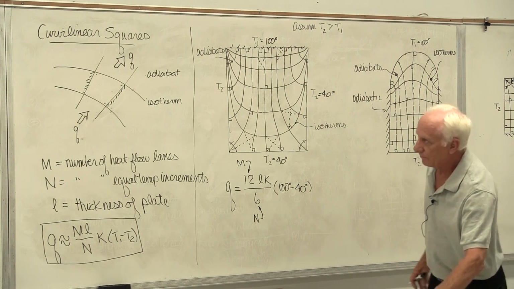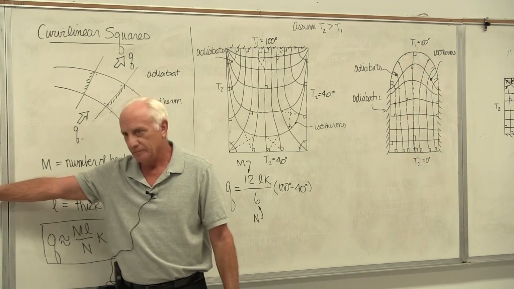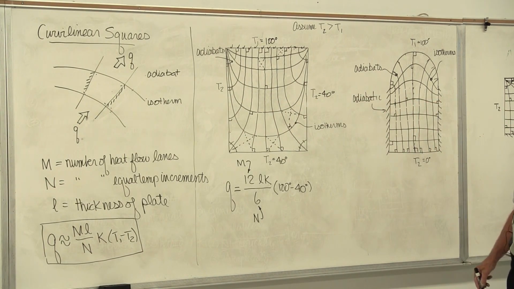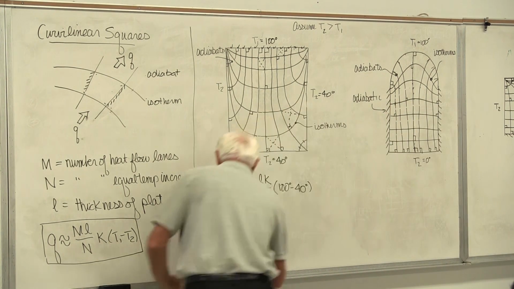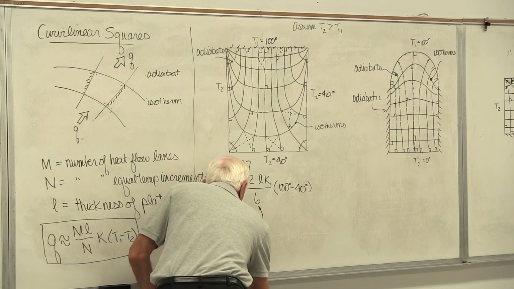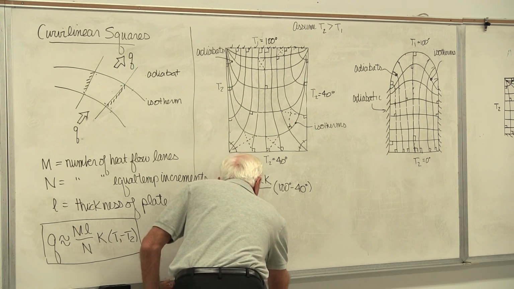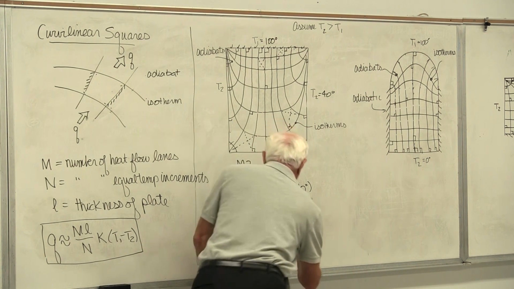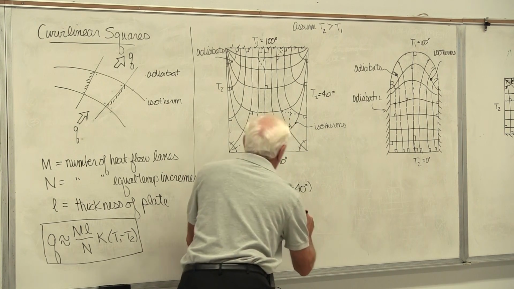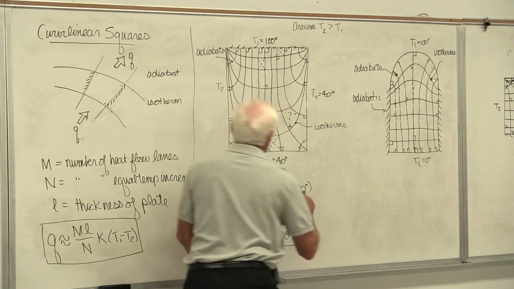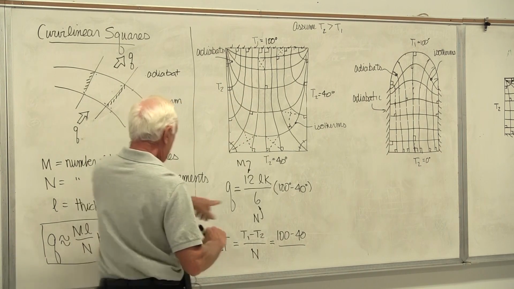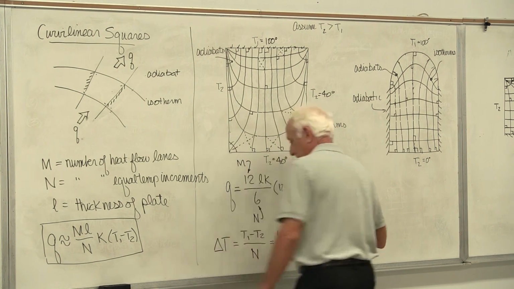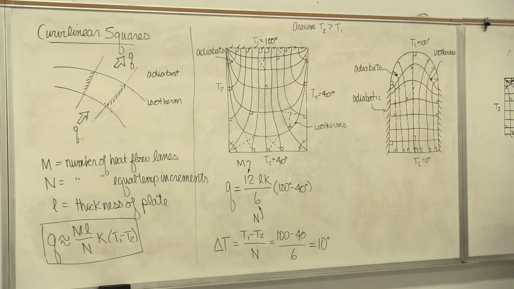Okay, now that's the approximate heat flow. Now we do the temperature distribution. Here's how we play the game. We say delta T, the equal temperature increments, you take T1 minus T2 divided by N. Hot temperature, 100, minus cold temperature, 40, divided by N, which we found was 6. So the equal temperature increments are 10 degrees.